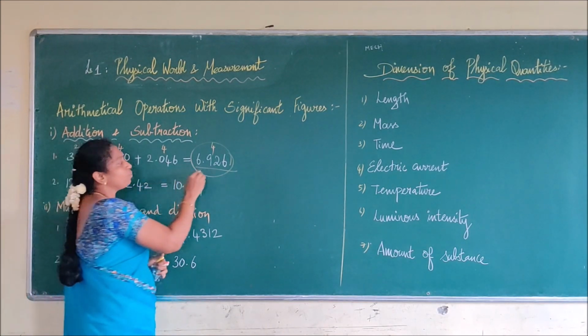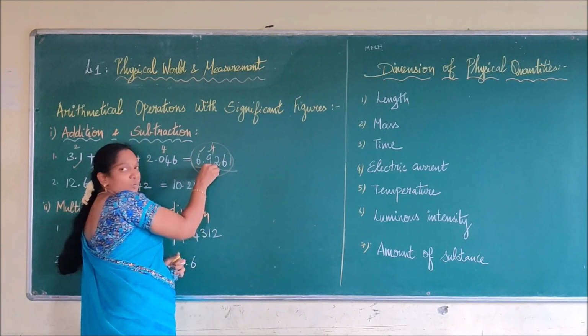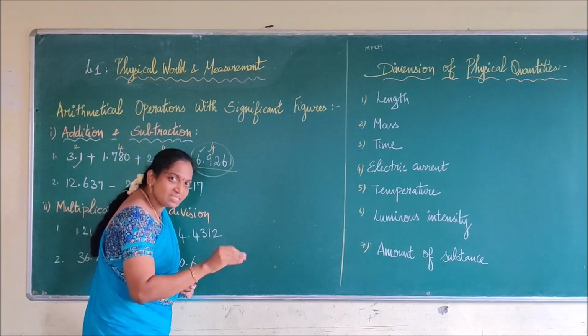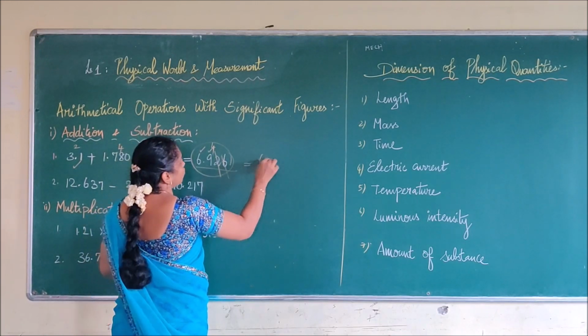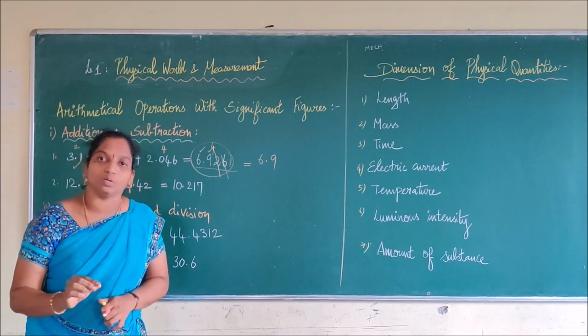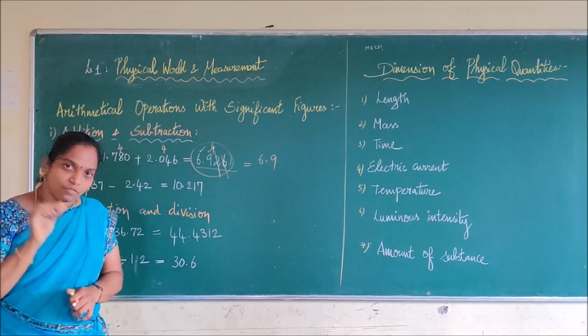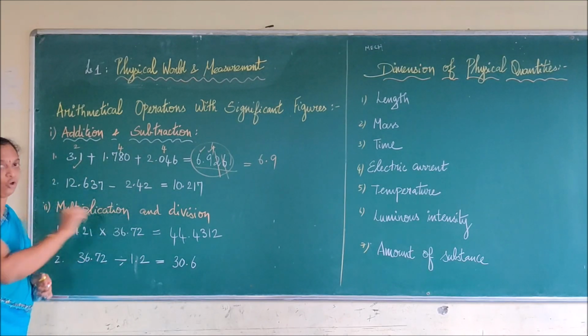Rounding off means what? We have to take 2 numbers, 1 and 2. We are going to see the third one. The third one is what? It is less than 5. So we are going to drop the number. Therefore the answer becomes 6.9. So that is what we are going to follow. You are going to use significant figures as well as rounding off in doing the mathematical operations.